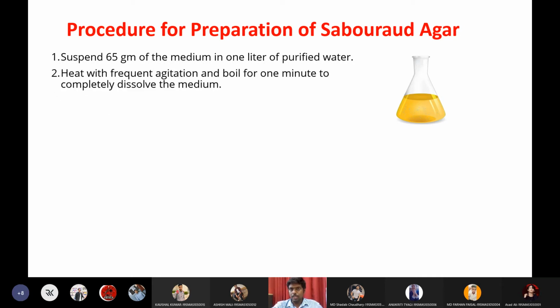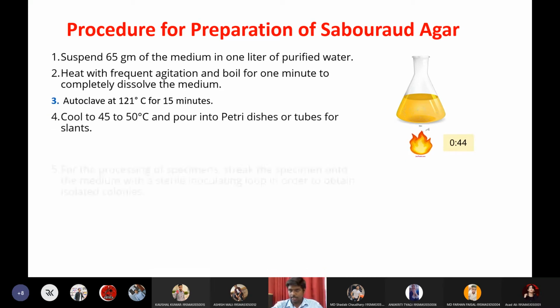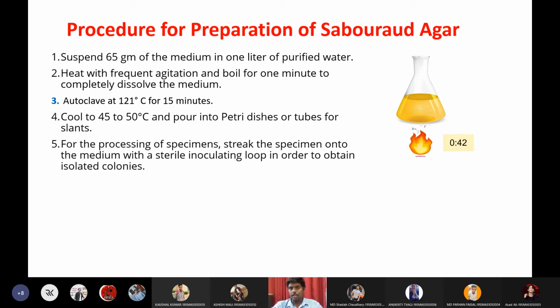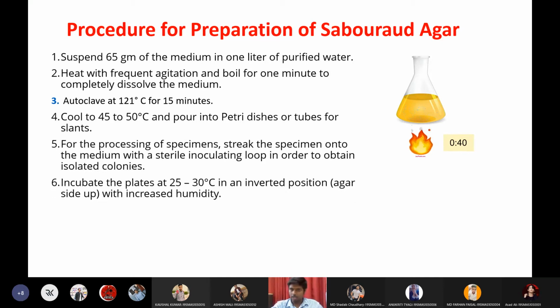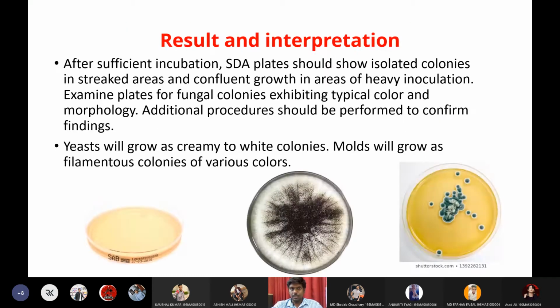Then we need to heat or boil the media with constant agitation. Then we need to sterilize the media. Then we can pour the media into tubes or petri dishes. After solidifying, we can add the fungal samples and incubate at 2 different temperatures. The results should be taken only after 4 to 6 weeks. The results can be interpreted depending upon the fungal morphology, colony appearance, and presence or absence of moisture and color.